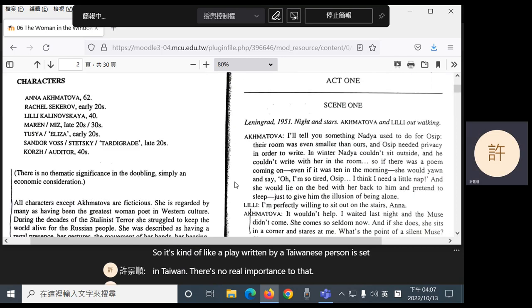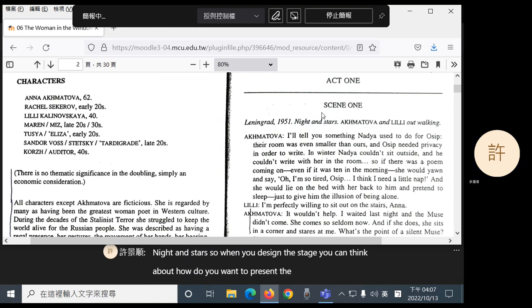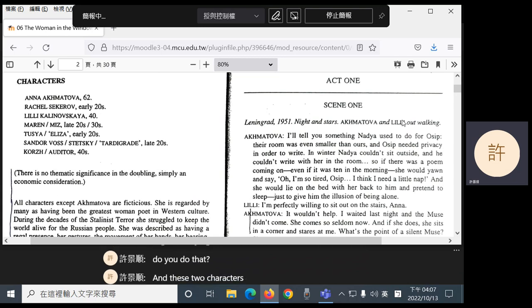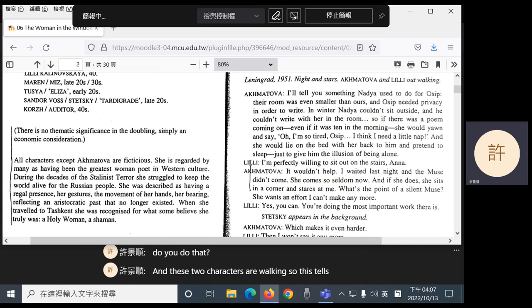Okay, and then the beginning of the play. Night and stars. So when you design the stage, you can think about how do you want to present the stars? Night is easy, right? It's dark. But what about the stars? How do you do that? And these two characters are walking. So this tells us in this scene, they are probably going in circles or back and forth on the stage.